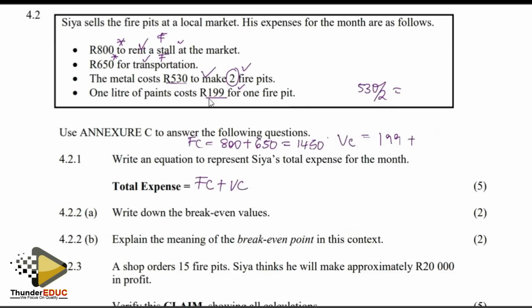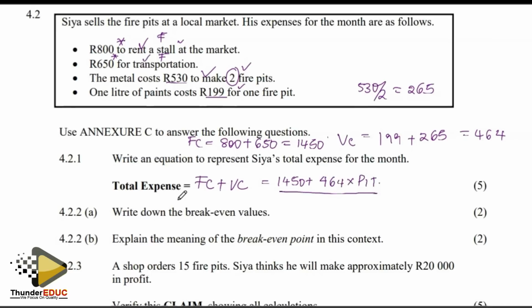Divided by 2. So we end up having 265. 199 plus 265 equals 464. So now the equation becomes 1 plus 464 times the number of what? Feet.